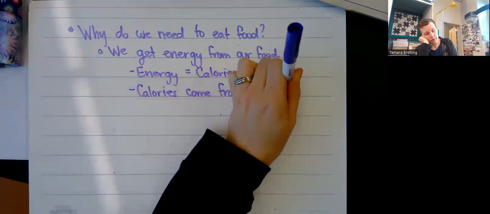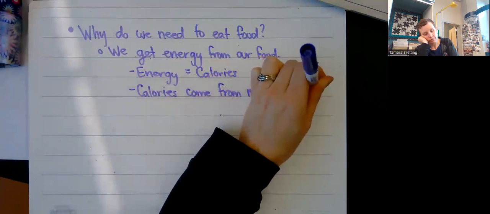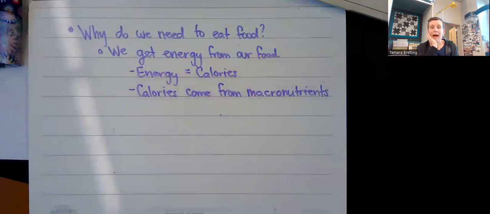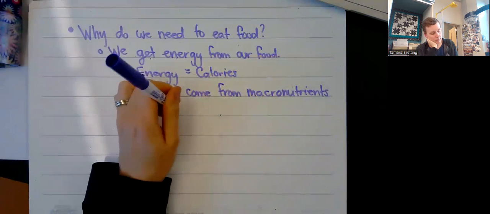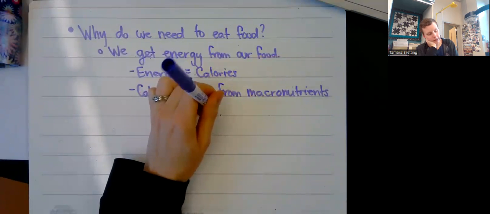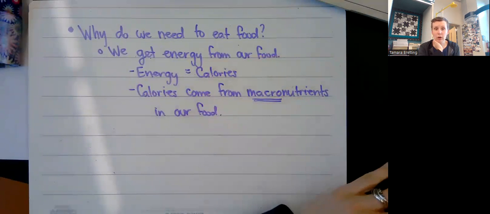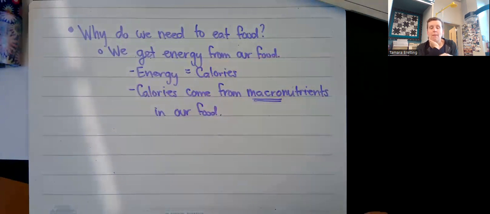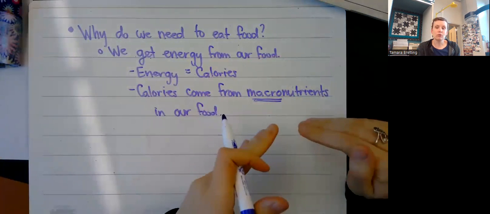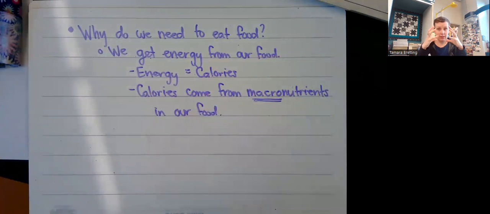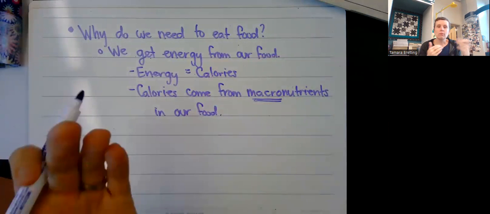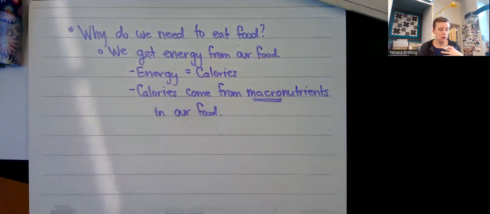All right, calories come from macronutrients in our food. Now we've seen this prefix macro, it's the opposite of micro. Micro is very, very small. Macro is very, very large. Remember, that depends on what you're comparing to. A macronutrient isn't going to be something that's this big. It's just going to be larger molecules that are part of our food. So macronutrients are where we get our calories.